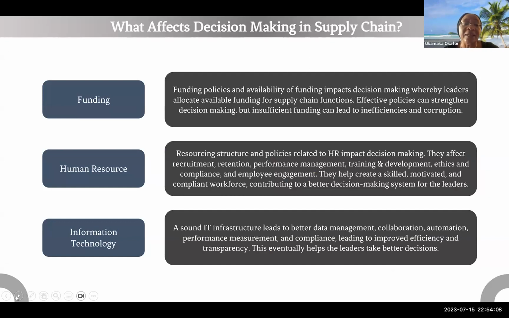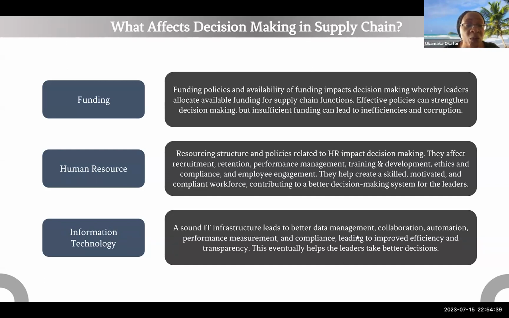So there are so many things that affect decision making in supply chain. We talk about supply governance as being strategic decisions at high levels. But as you are taking these decisions, there are so many things that will affect the type, the nature, and the scope of decision that you take under the governance structure. And one of them is funding. Funding policies and availability of funding impact decision making wherever leaders allocate available funding for supply chain functions.